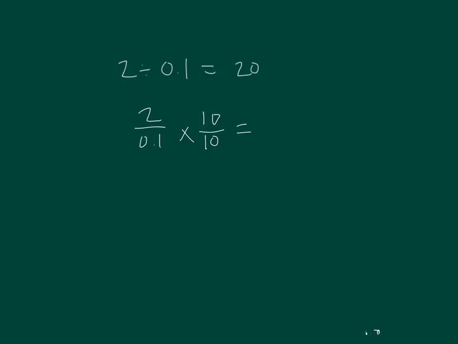That equals 20 over 1 tenth times 10, which is 1. And 20 over 1 is equal to 20. I also could have multiplied by other things. For instance, if I multiplied by 50 over 50, you get 5 in the denominator, and 2 times 50 is 100. 100 over 5 also equals 20.